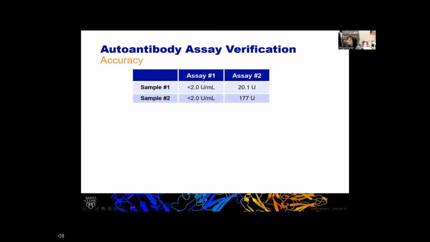Sample number 1, and I should say too that the cutoff for assay number 1 is less than 5, so anything less than 5 is considered negative. For assay number 2, a cutoff of less than 20, so anything below 20 is considered negative. So this first sample, on the first assay, is giving a less than value, so it's considered to be negative. On assay number 2, it's giving a result that's, I would say, a borderline positive, just above the cutoff.